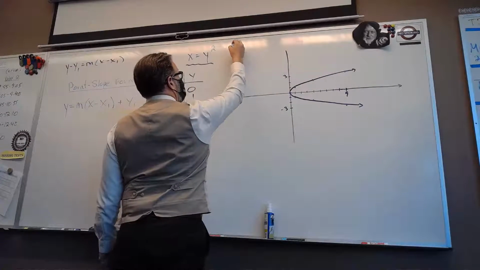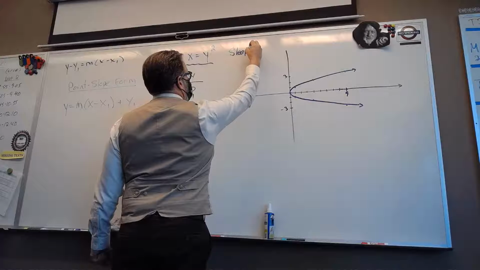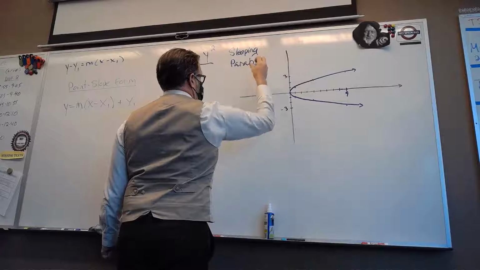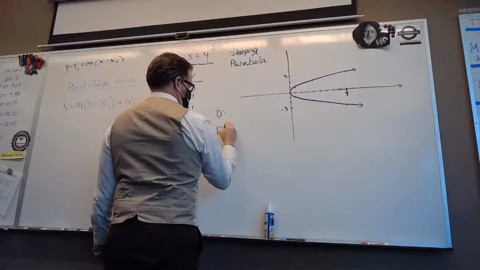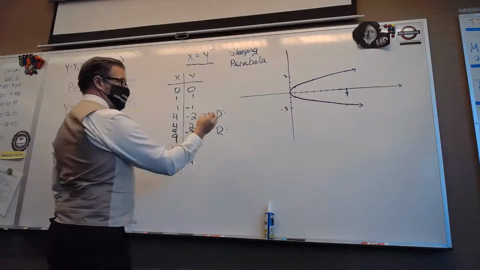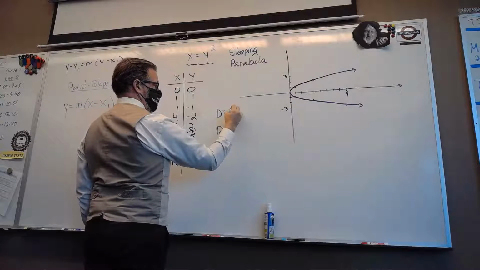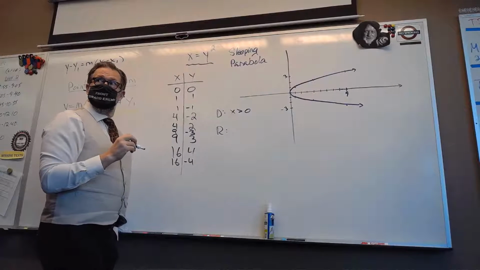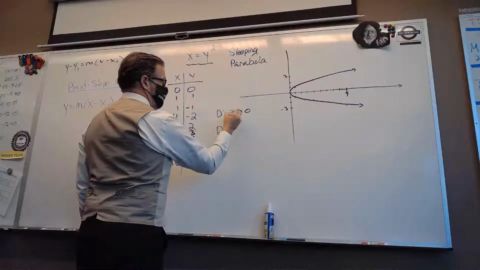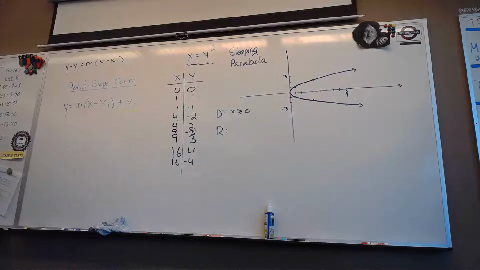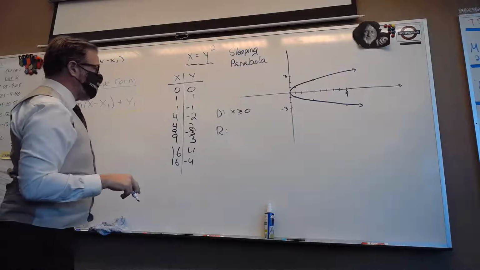This function is called a sleeping parabola. What's the domain? What's the range? The domain is x is greater than 0. What? Or equal to. Oh yeah, x is greater than, definitely can be equal to 0. Range? All real numbers. Oh, I hate it when people say all real numbers.